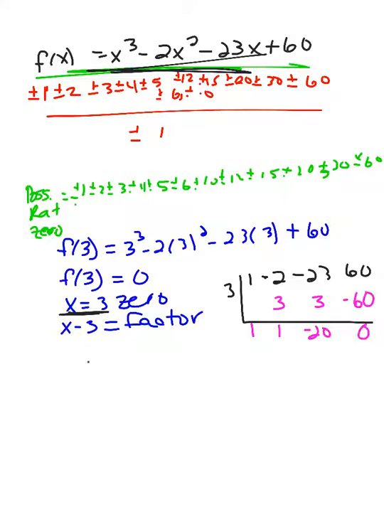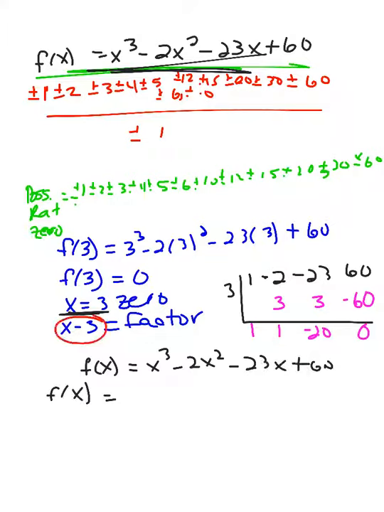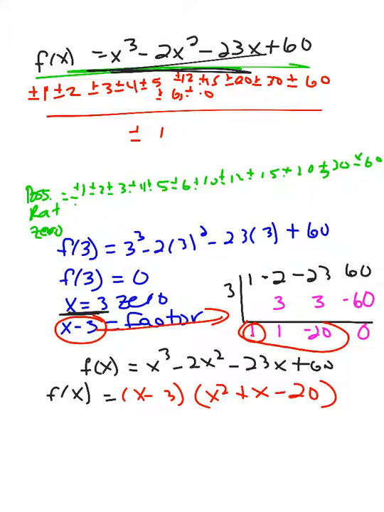Okay, so now I know this. I started off with f of x equals x cubed minus 2x squared minus 23x plus 60. And I know that one of my factors so far is x minus 3. And then when I do my division, this gives me my other factor, x squared plus x minus 20. And now you have to factor x squared plus x minus 20. So I'll bring down the x minus 3. And I get x and x, so I have positive 5 and negative 4.